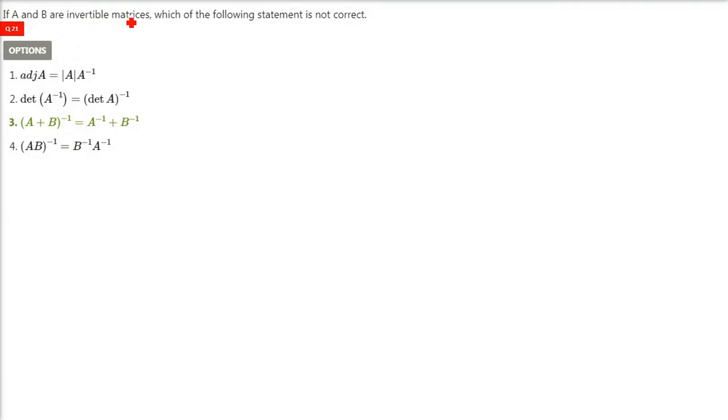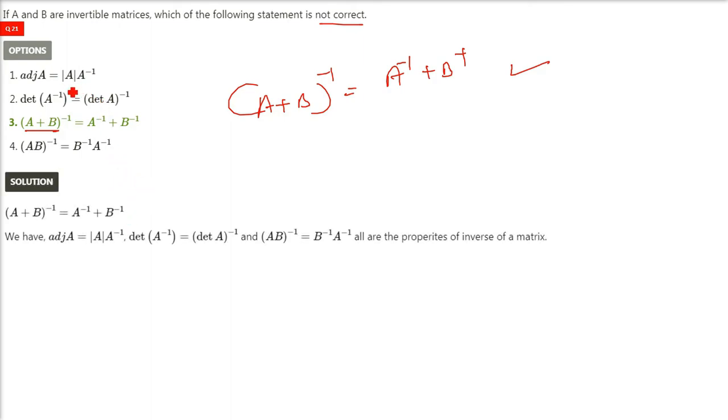If A and B are invertible matrices, which of the following statements is not correct? This kind of question we have already taken in the initial questions of this exercise. So let me just tell you, (A plus B) inverse equal to A inverse plus B inverse is definitely not correct. This we have already seen. I requested you also to solve that question by yourself, because the others are properties. The other one, (AB) inverse equals B inverse A inverse, we have just done. So the correct answer is the third one.